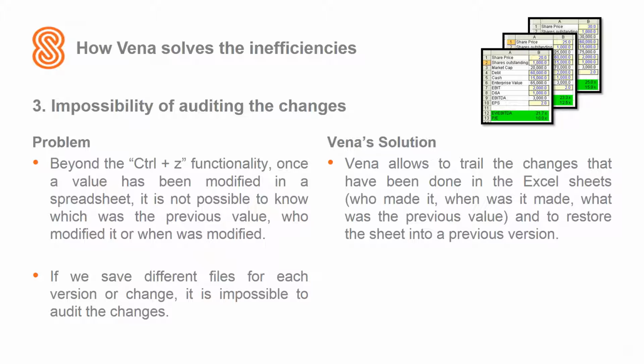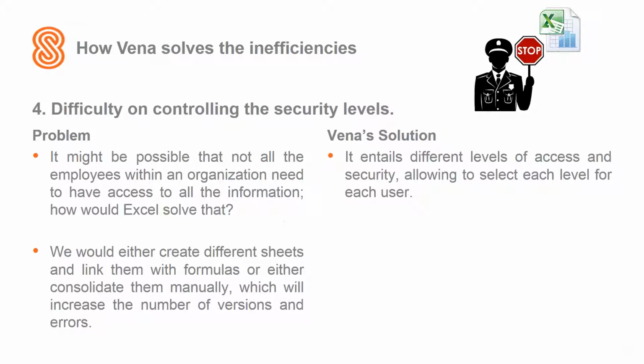The third inefficiency is the impossibility of auditing the changes. While Excel doesn't allow the user to track the changes that have been made in the template, Vena allows you to know at any time who has made a change, when, in which particular cell, and what the previous value was, and even has the possibility to restore the Excel to a certain point in the past.